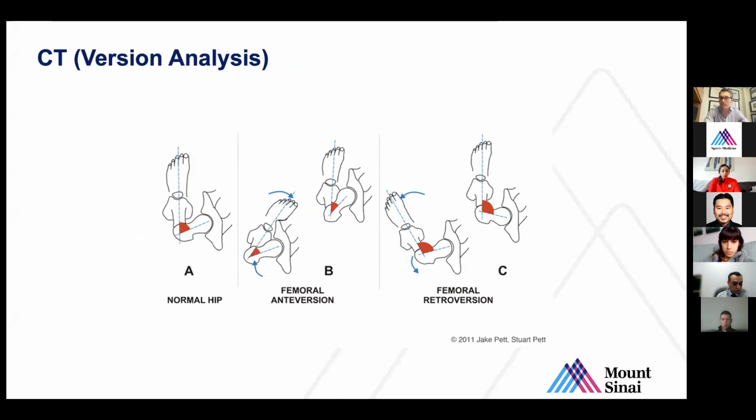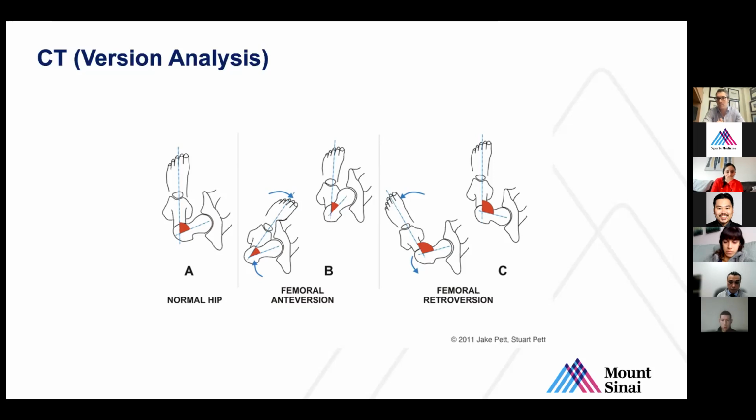So version. This is why I think it's helpful to do the foot progression testing and then evaluate this. Normal hip on the left, anteversion is B. So anteversion means that the femoral head and neck is pointing forward, pointing anterior more than normal. And then retroversion is pointing posterior more than normal.